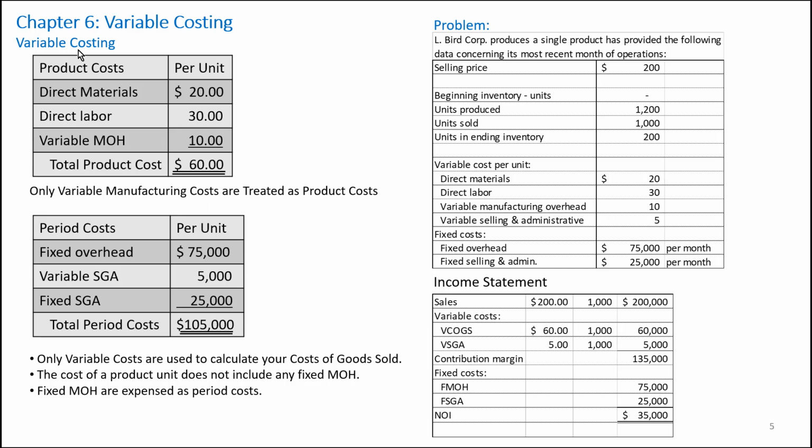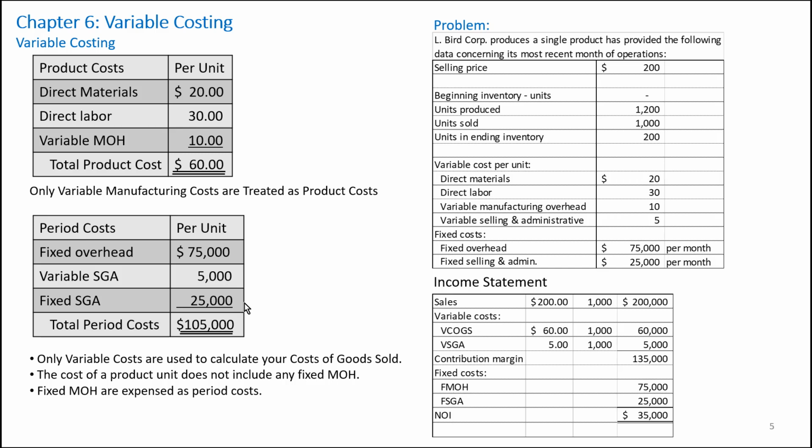Now let's turn to building a variable costing income statement. The steps are similar, but the results may differ. Our product costs are $60 instead of $122.50. The variable cost method includes only variable product costs when determining total product cost. Fixed manufacturing overhead is treated as a period cost. As such, our period costs total $105,000 and not $30,000.